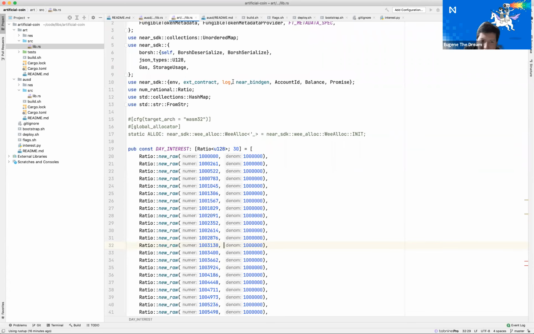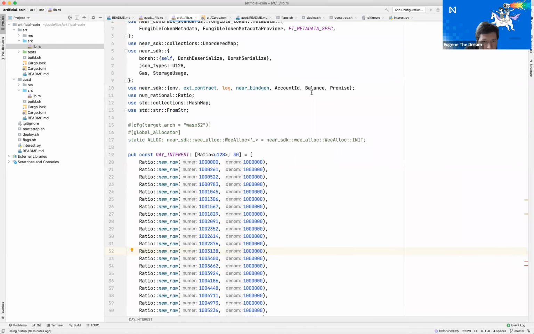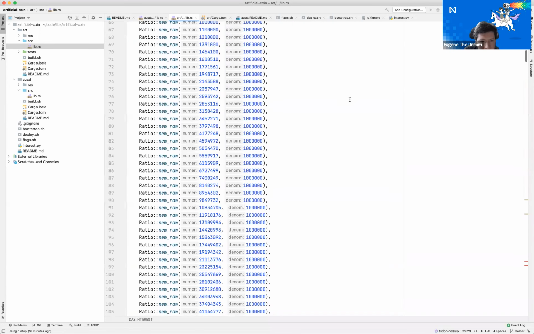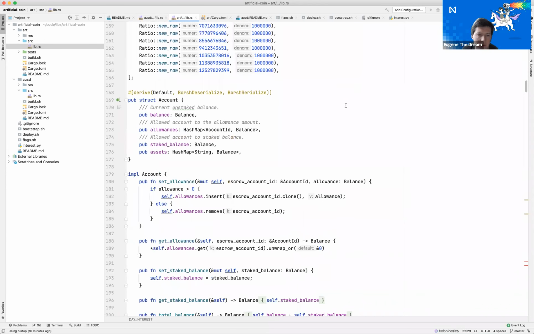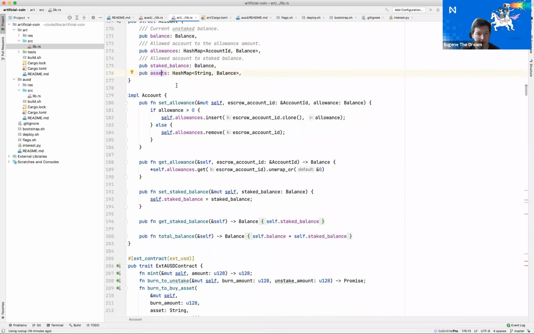So let's start with the art token, and this is near SDK, some fresh. Okay, so there's inflation hard coded here. Then we have an account that has the balance, allowances, staked, and assets. I guess that's the old fungible token before the new fungible token was invented.